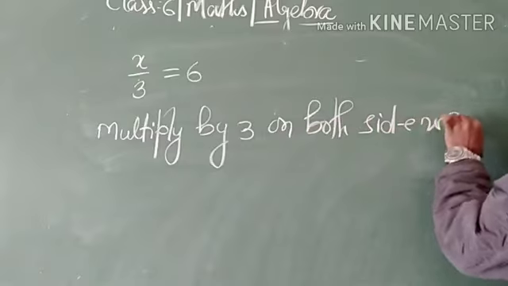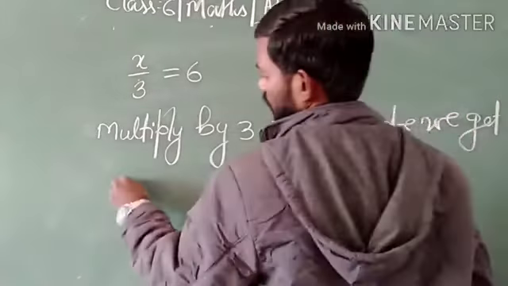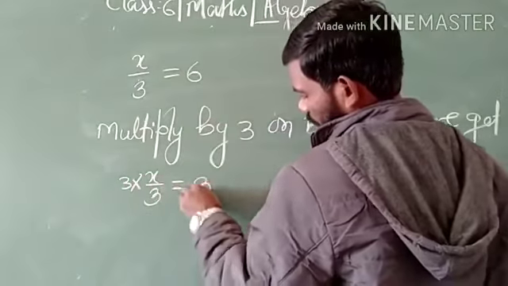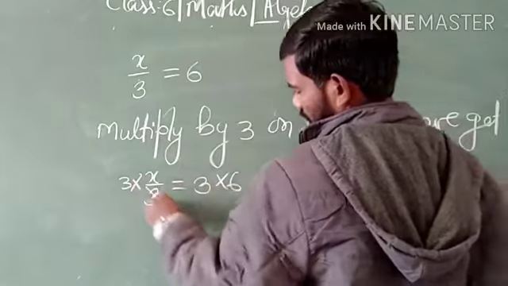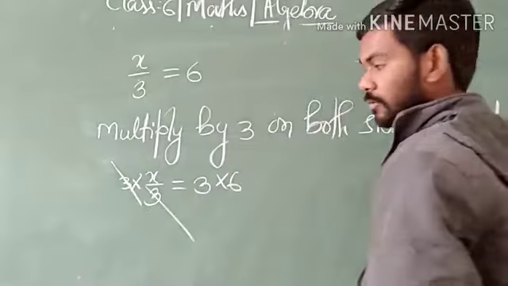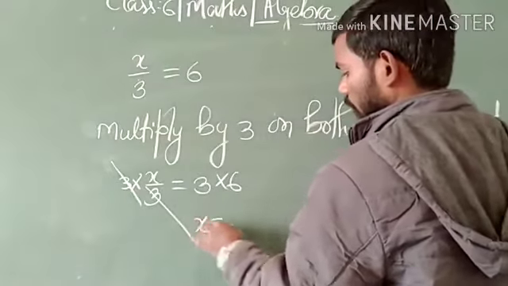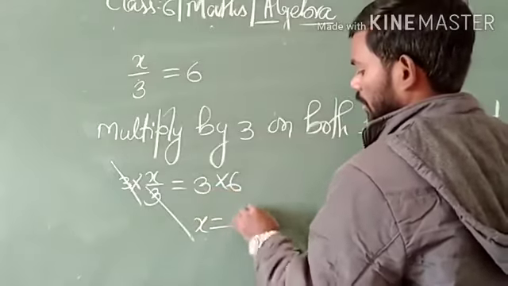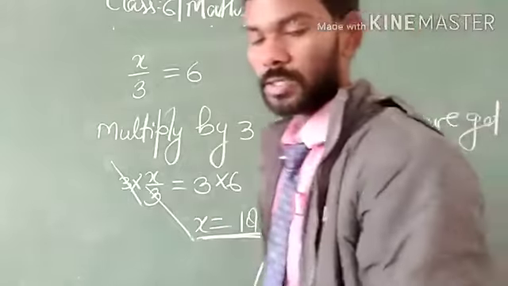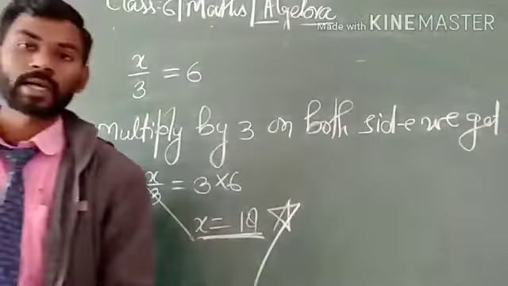we get 3 multiplied by x upon 3 is equal to 3 multiplied by 6. Here 3 and 3 become cancelled out, and here we get x equal to 6 3s are 18, which is the right answer. x is equal to 18 is the right answer.